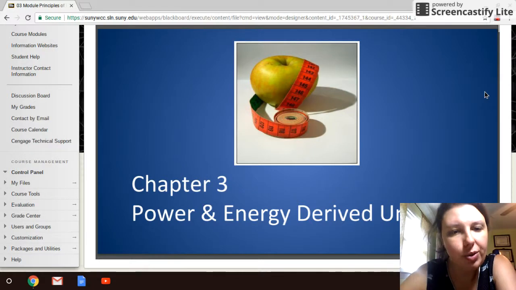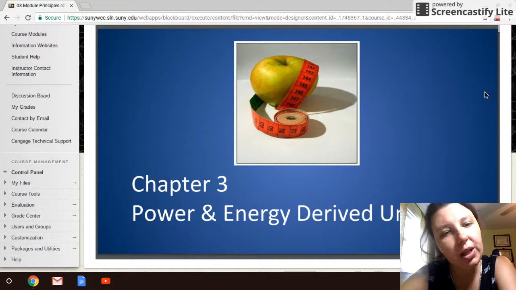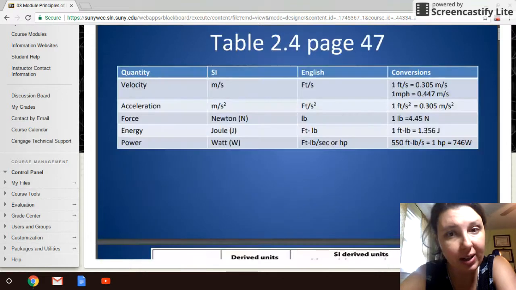Hello, welcome to Module 3. This is based on Chapter 3 in your text, Power and Energy in Derived Units, and let's get started.